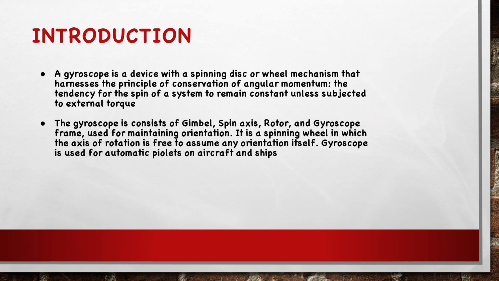Introduction. A gyroscope is a device with a spinning disc or wheel mechanism that harnesses the principle of conservation of angular momentum, the tendency for the spin of a system to remain constant unless subjected to external torque. The gyroscope consists of a gimbal, spin axis, rotor, and gyroscope frame used for maintaining orientation. It is a spinning wheel in which the axis of rotation is free to assume any orientation by itself. Gyroscope is used for autopilots on aircraft and ships.